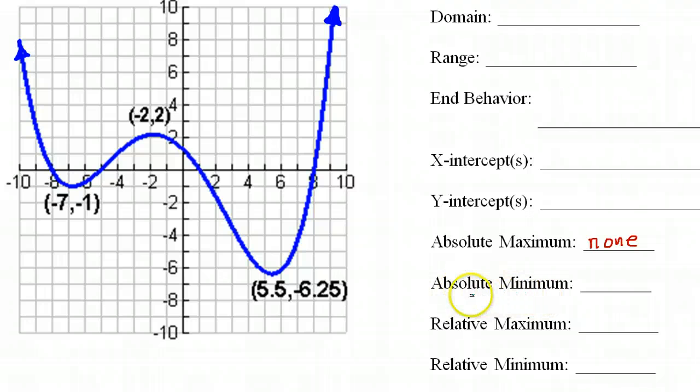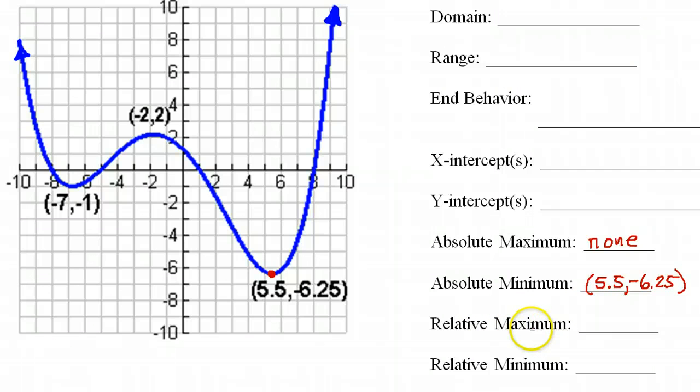Absolute minimum would be the absolute lowest point on this graph. Does this graph have a lowest point? Well, yeah, the lowest point on this graph is right about here. In fact, it's labeled as 5.5 comma -6.5. This is the lowest point on the graph, so that makes it the absolute minimum. So we will put 5.5 comma -6.25 down as the answer.